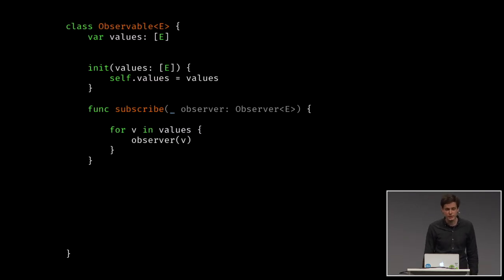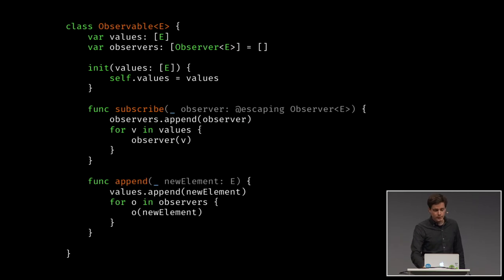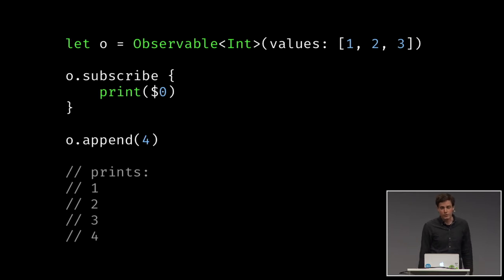Now for the asynchronous case, we actually need to add a bit more code. We can keep track of the observers, save them when they subscribe, and then when somebody appends a value later, call the observers again to update them about the new value coming in. So that will work as well. We can define, again, an observable with initial values 1, 2, and 3, subscribe to it, and then later append a value, and all four values will get printed.